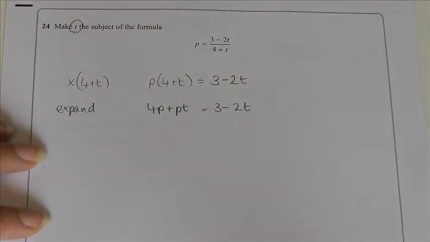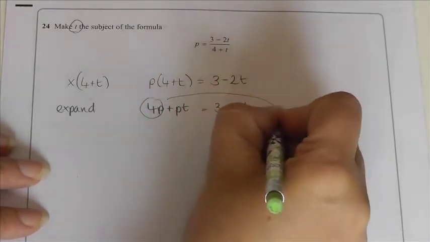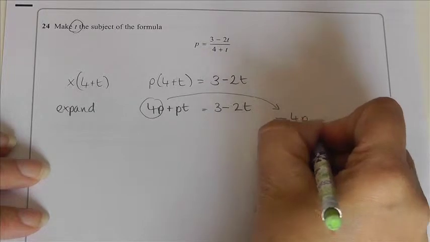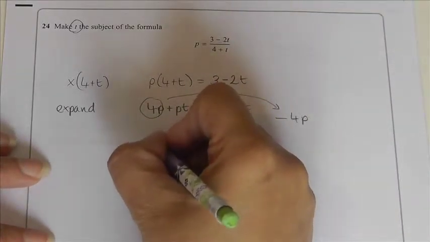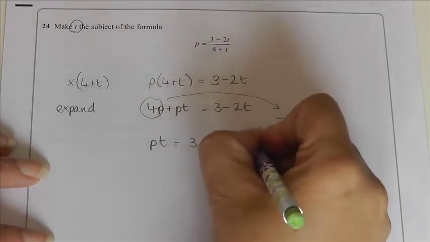Now remember, we want to get all the t's together and everything else away. So I'm going to move the 4p across to the other side, where it will become a minus 4p. So that's going to give me pt equals 3 minus 2t minus 4p.